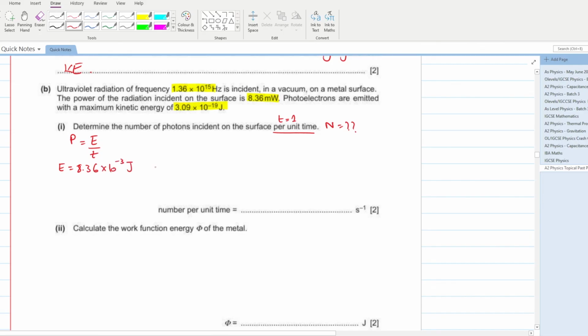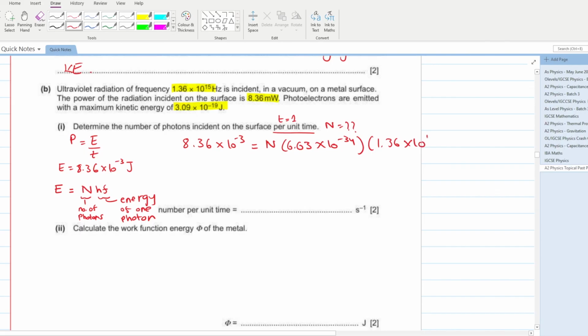Okay. Now you can equate this energy to what? NHF. What is N? Number of photons. We have also done this previously. What is HF? Energy of one photon. So let's just plug in the values here. Energy is equal to 8.36 into 10 raised to the power of minus 3, equal to capital N. What is the Planck's constant? 6.63 into 10 raised to the power of minus 34. What is the frequency? 1.36 into 10 raised to the power of 15.